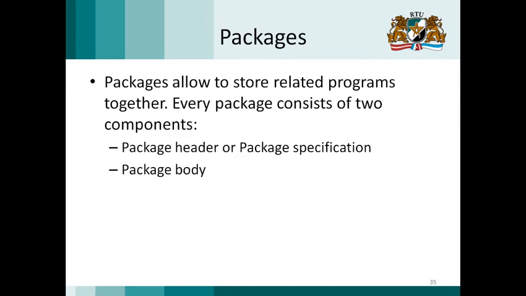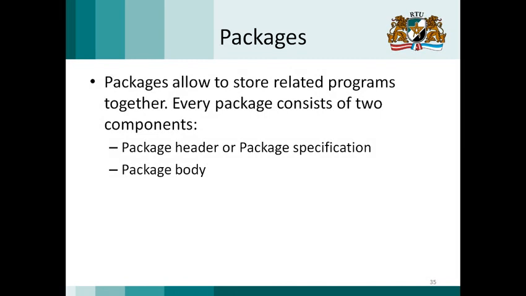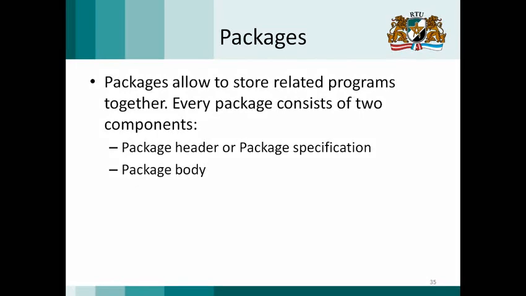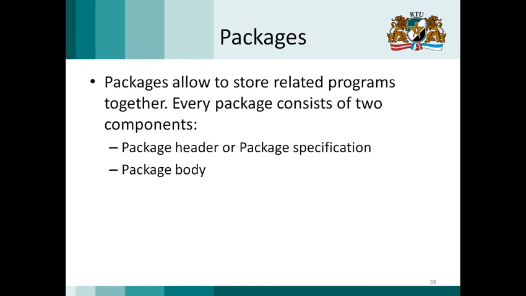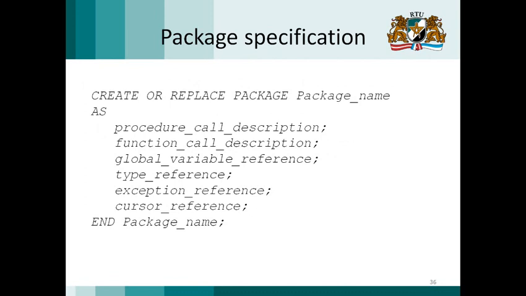If we want to store some related programs together, some related procedures, some related functions, and also data types, we can use packages. And every package consists of two components. There's a package header, otherwise called package specification, and there is a package body. These are two separate parts that we must define when we use these packages.